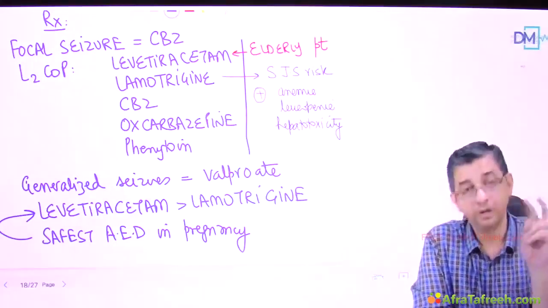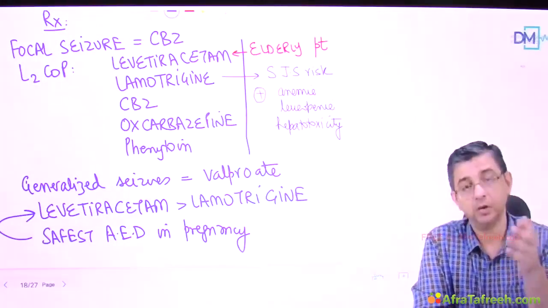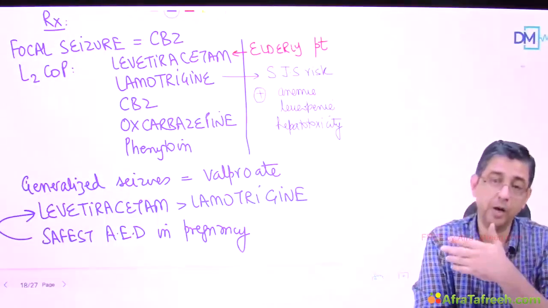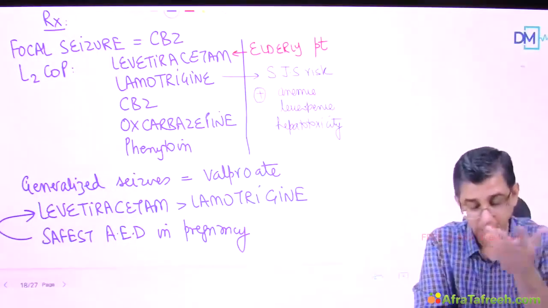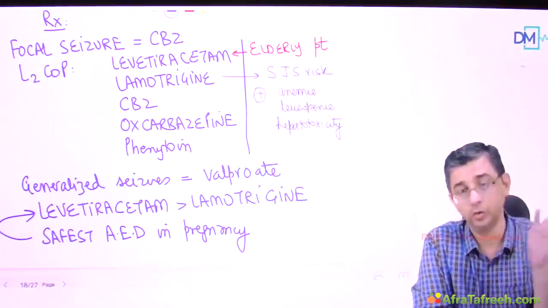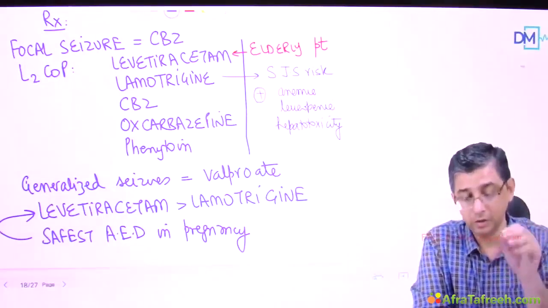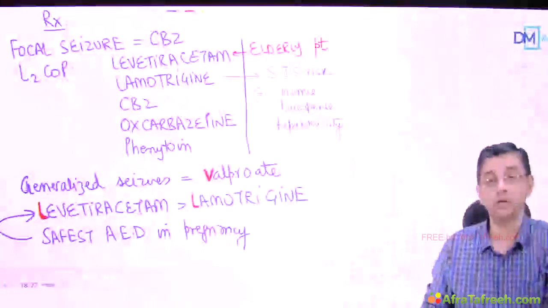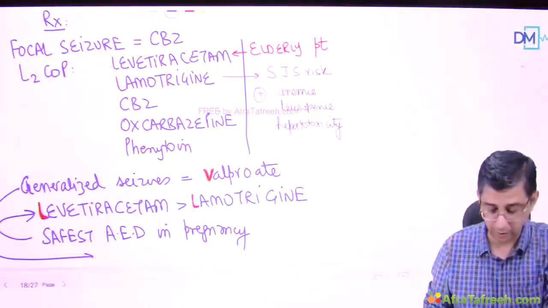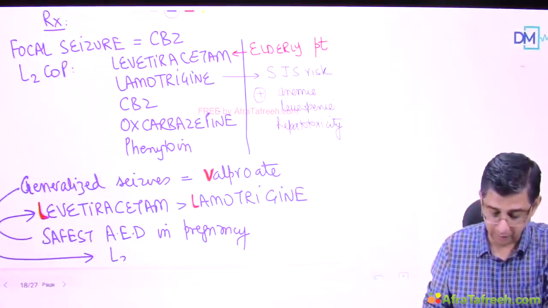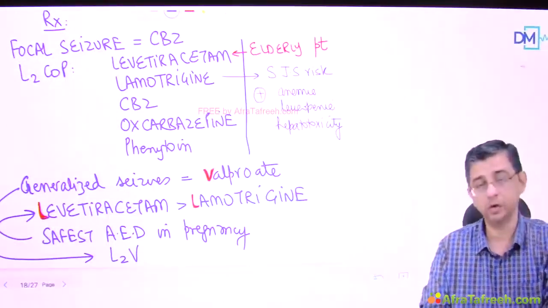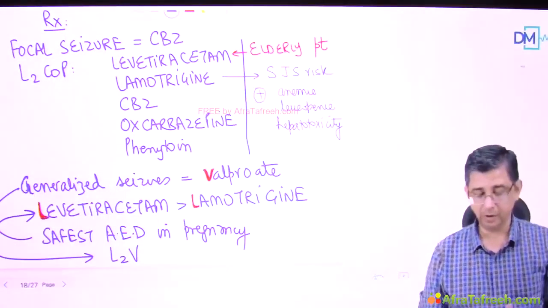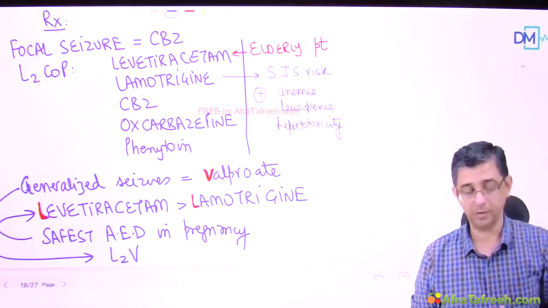But if in the same patient, she says I'm going to be married next month or next to next month, and you put her on lamotrigine or levetiracetam, either of the two, then the chances of neural tube defects will be significantly reduced. So if he asks you what is the first line drug for generalized seizures, the answer is L2V. L2V stands for levetiracetam, lamotrigine and valproate.